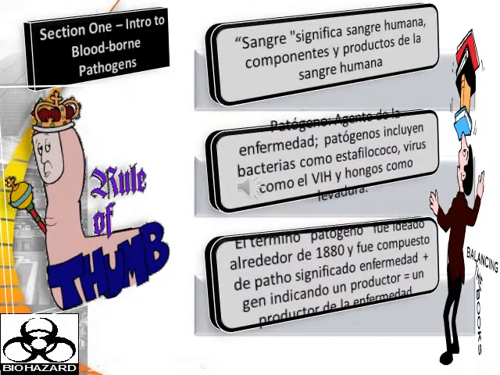Blood is defined as human blood, components, and the products of human blood. Pathogen is defined as an agent of disease. Pathogens include bacteria such as staph, viruses such as HIV, and fungi such as yeast. The term pathogen was devised about 1880 and was compounded from patho, meaning disease, and gen, indicating a producer of disease.